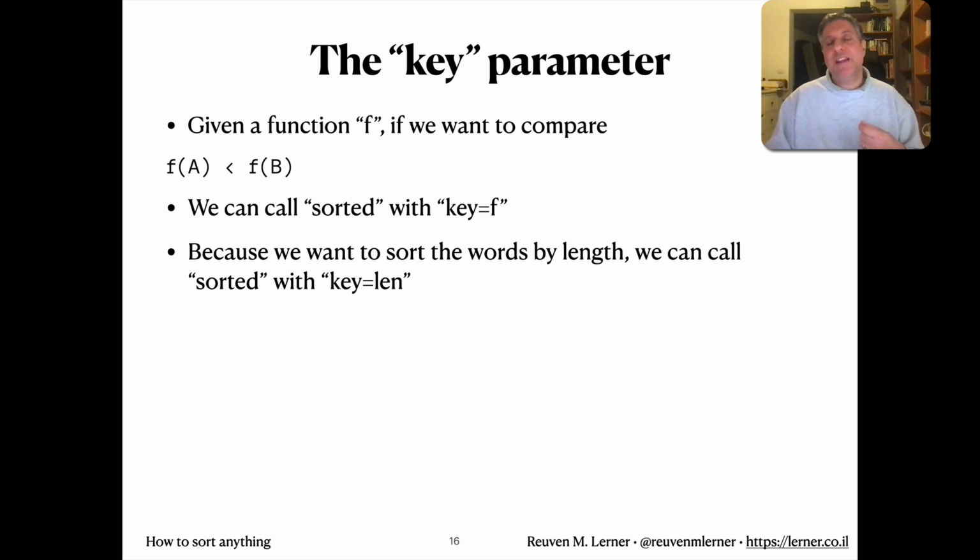So the way we're going to do that is by passing a value to the key parameter. If we have a function f, then we want to compare f of a is less than f of b. And then what we can do is call the sorted function with key equals f. Notice, f here is a function and we are passing it as an argument. And because we want to sort the words by length here, we can just call sorted with key equals len.